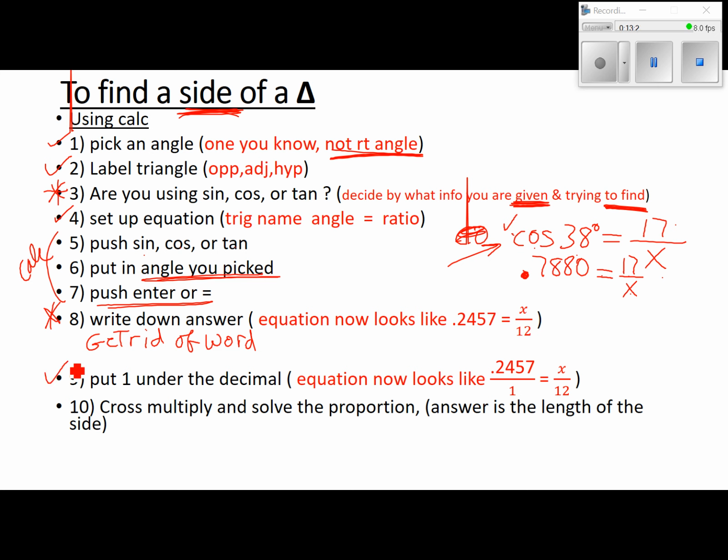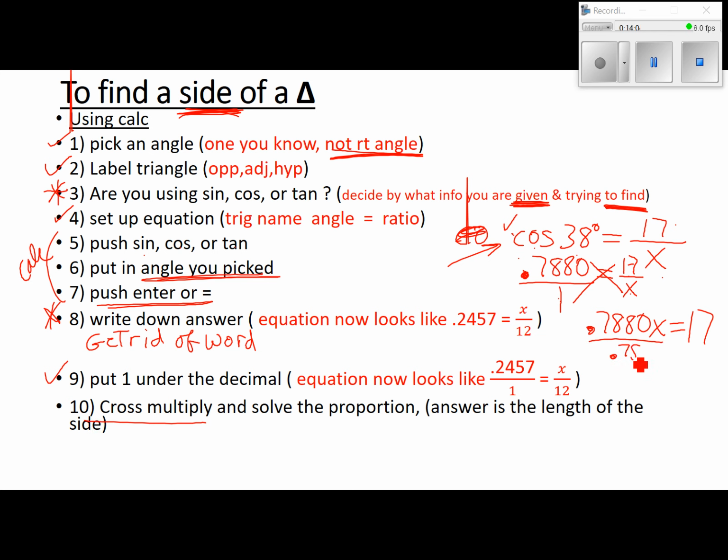Next thing, take this decimal part and you put a 1 under. The reason we do that is so that we have a proportion and it's easier to solve. So every time you find that decimal, you just put a 1 under. The next thing we're going to do is cross multiply. That number times x equals 1 times 17, which is just 17. So we cross multiply and we solve it. Divide both sides.